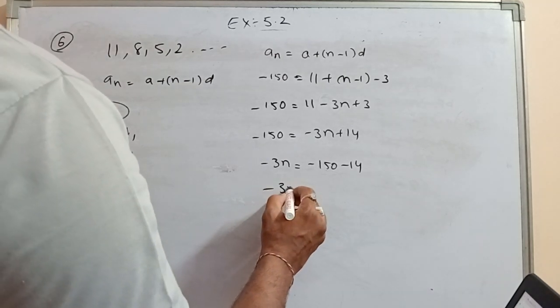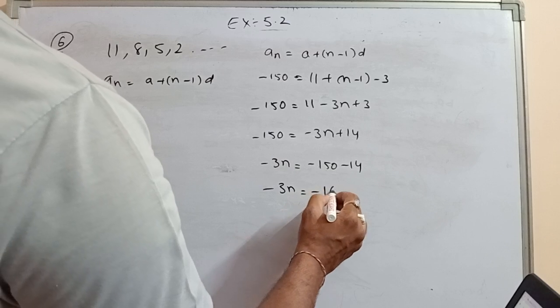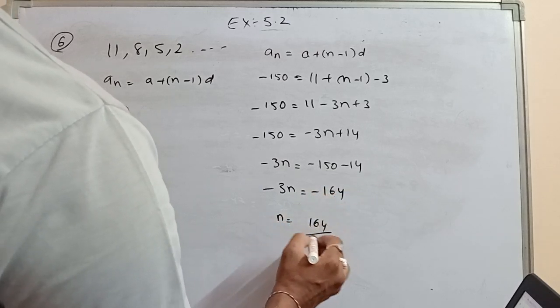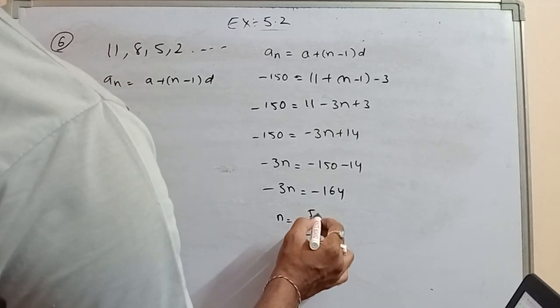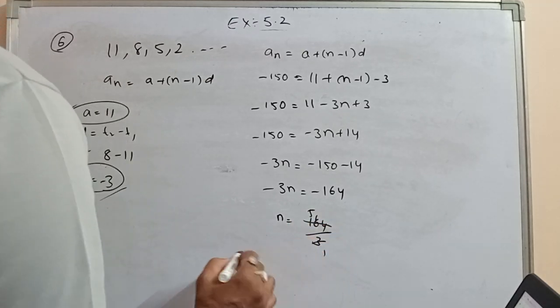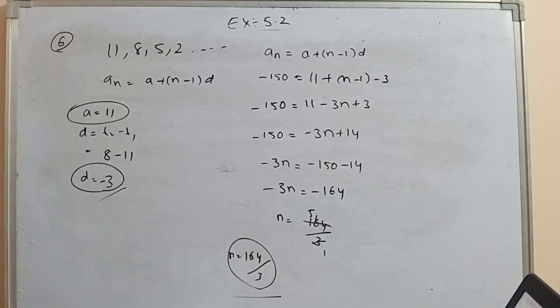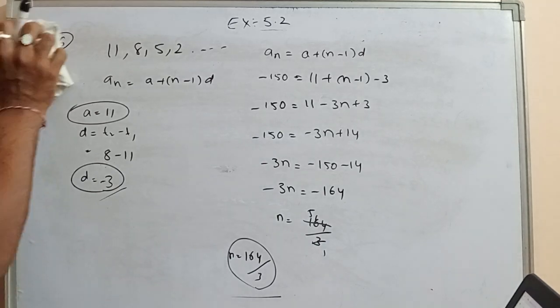So minus 3n is equal to minus 164, n is equal to 164 by 3. 3 ones are 3, 3 fives are 15, 1 remains. So the value of n will be 164 by 3, which is not a whole number, so minus 150 is not a term. Same as the 7th one.